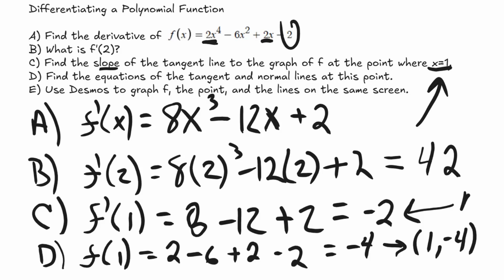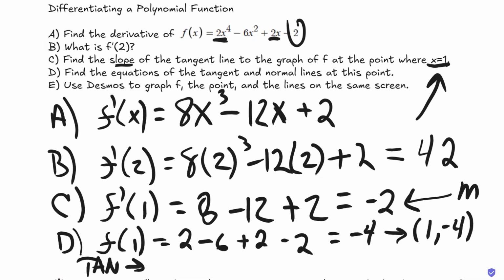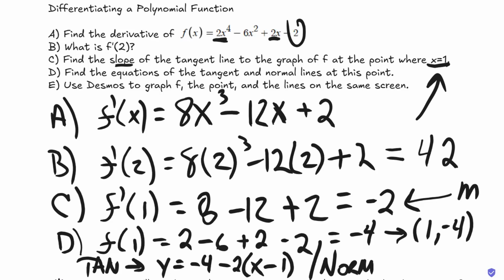So we know that the slope is negative 2, the x1, y1 is 1 comma negative 4. So the tangent line is going to be y equals y1, negative 4, plus the slope, negative 2 times x minus x1, which was 1. The normal line is the same thing, except you get the slope of the normal line, which is the opposite reciprocal of the slope of the tangent line. So y equals negative 4 plus 1/2 times x minus 1.